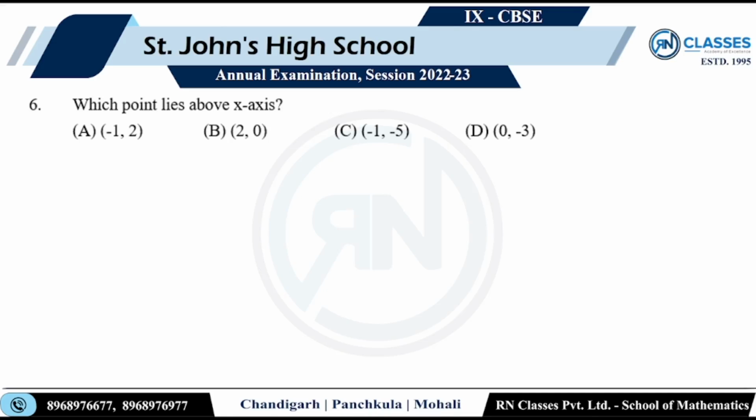Next one. Which point lies above x axis? ये तो यार पुट करके ही देख सकते हैं. Let's see. एक काम करते हैं, प्लॉट कर लेते हैं पॉइंट्स, मेरे को पता चल जाएगा. -1, 2, somewhere here. 2, 0, somewhere here. -1, -5, somewhere over here. And 0, -3 would be somewhere over here. अब बताओ कौन सा ऐसा पॉइंट है which lies above x axis? यार एक ही है, यही है above x axis.